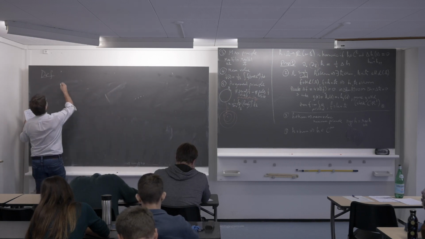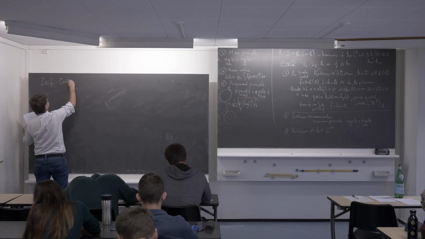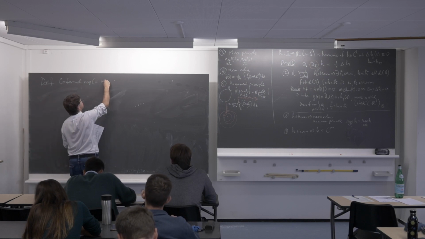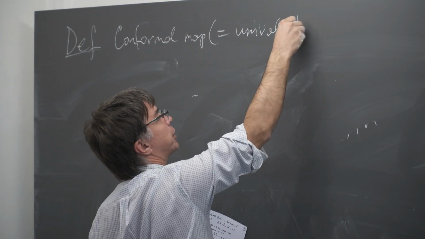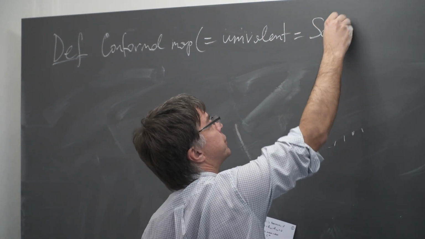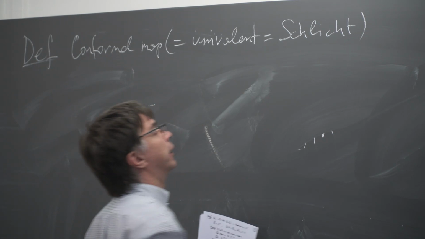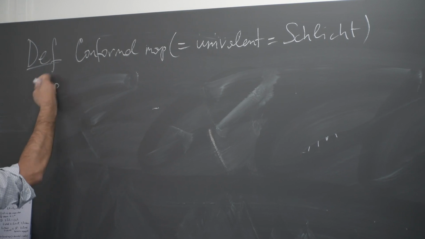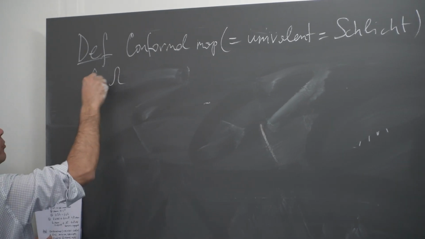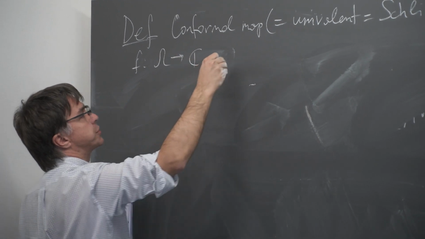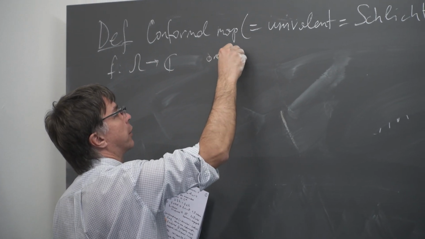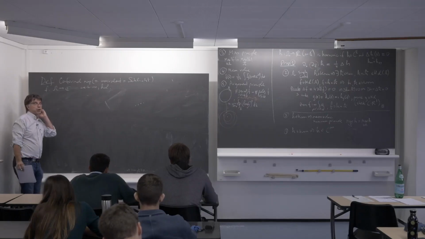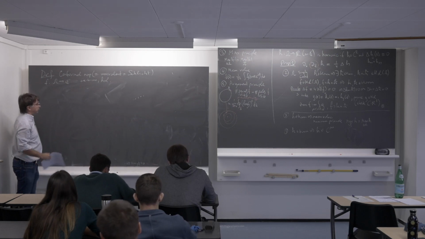Conformal map. Again, there are different words people use: univalent map, and also the German word schlicht is used historically. So a conformal map is a function, let's say f from omega to the complex plane, which is 1-to-1 and holomorphic. So it's just a holomorphic map, a 1-to-1 map.